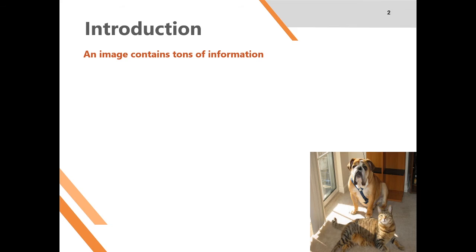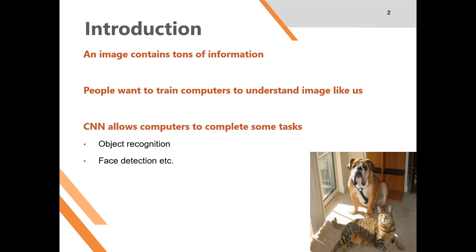An image contains tons of information. For example, from the image on the right bottom corner, we can know where the animals are, what their species are, what time it is, and even predict the weather. As computers have advanced so much, people want computers to perform work such as interpreting images like we do.